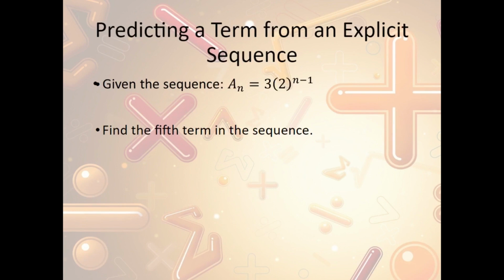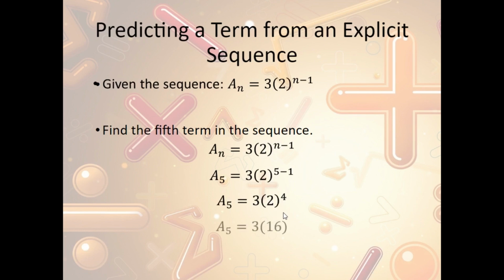Now let's take a look at an example. We have a_n is equal to 3 times 2 to the n minus 1, and we want the fifth term. So we're going to take that and we're going to plug 5 in for n. So this is a_5 is equal to 3 times 2 to the 5 minus 1 power. Well, we know that 5 minus 1 is 4. So we have 3 times 2 to the 4th power. Well, 2 to the 4th power is 16. Then we multiply that by 3 and we get 48 is our answer.